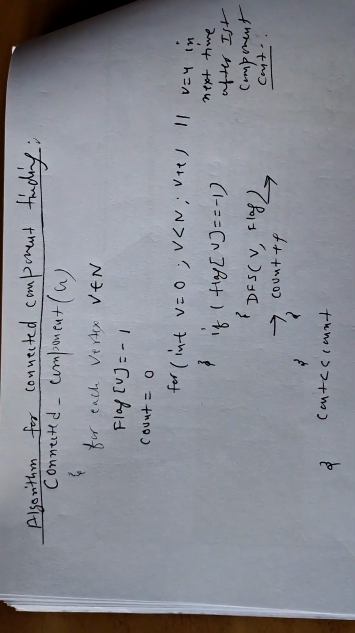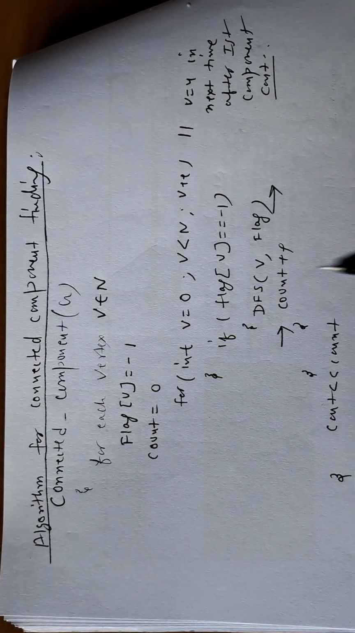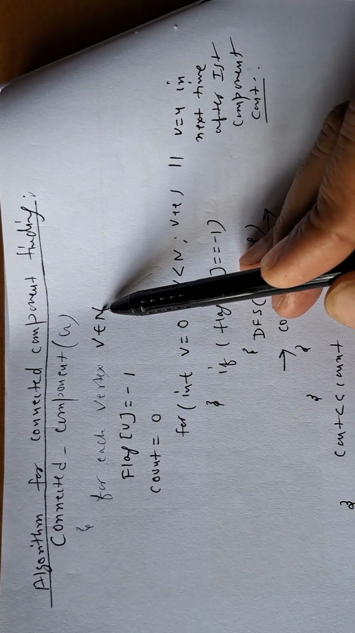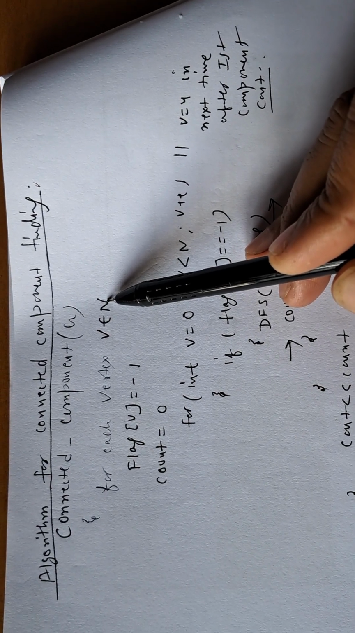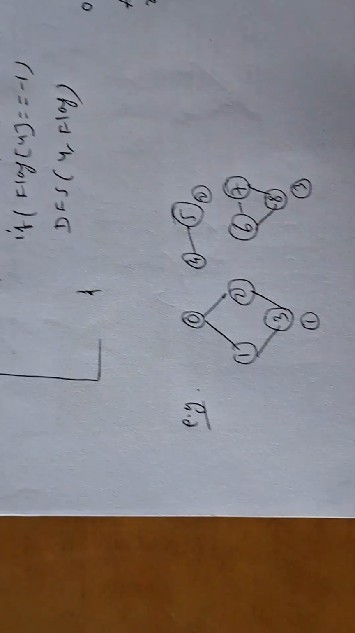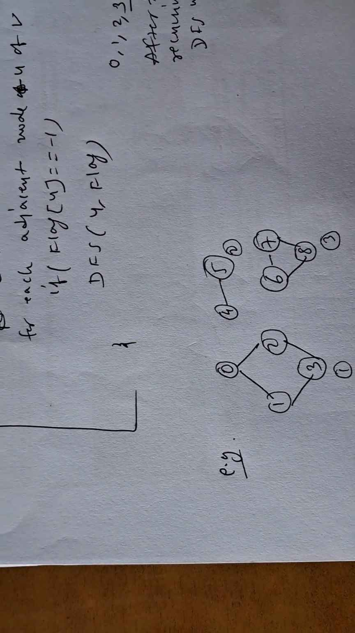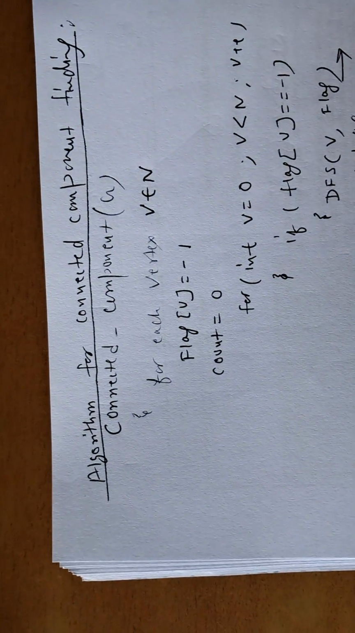So see the connected component graph algorithm: for each vertex V which belongs to the maximum number of vertices n in our algorithm. Take the same example. How many vertices are there? We have vertices 0 to 8, so n will be 9.